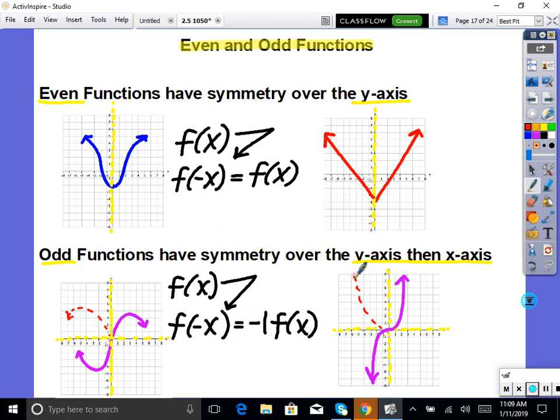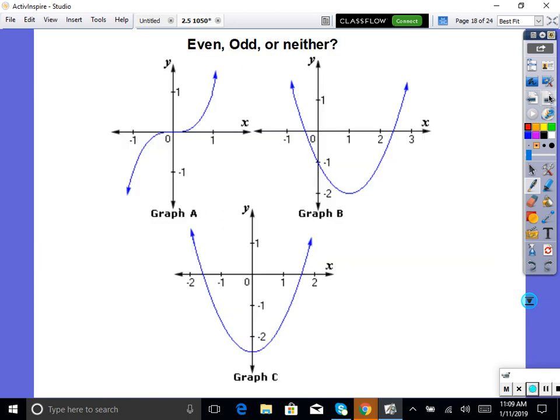Now there are functions that are neither. If they don't reflect over the y-axis and are symmetric, and if they don't reflect over y then x perfectly, if that's not a mirror image, then it's neither. So look at these three graphs, graph A, B, and C. Would graph A be even, odd, or neither? Odd, because if I reflect over y then x, it's a mirror image.